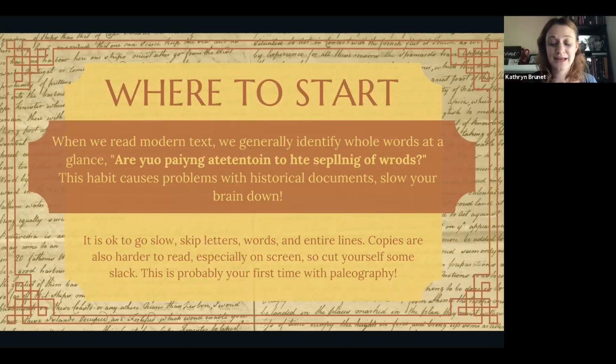We are also looking at copies of copies, so there is going to be some degradation in our documents. Cut yourself some slack for this, it's okay. This is probably your first time really looking at historical documents. And if it's not, each document presents its own challenges, and it will surprise you, even if you are a well-practiced paleographer.